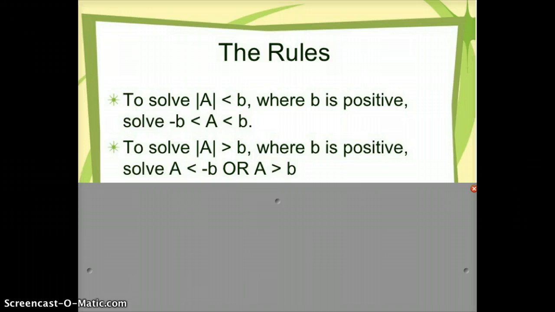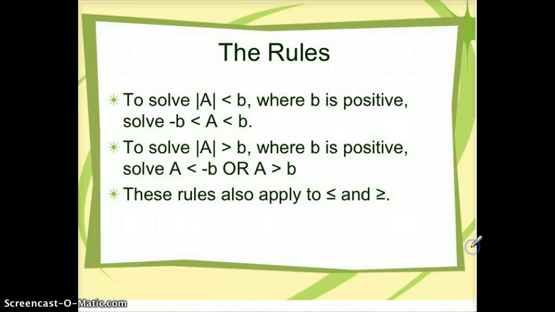Absolute value of n is greater than 3, where you're going to get an or statement: a is less than negative b, or a is greater than b. So something like that. This only applies when b is positive. These rules do apply to less than or equal to and greater than or equal to as well. Okay, so let's work out a couple examples that are a little bit more challenging and see how you do.